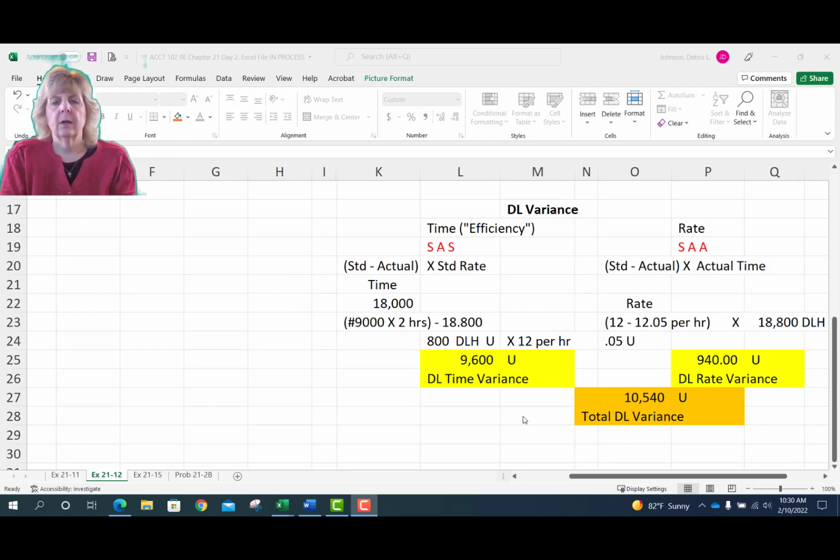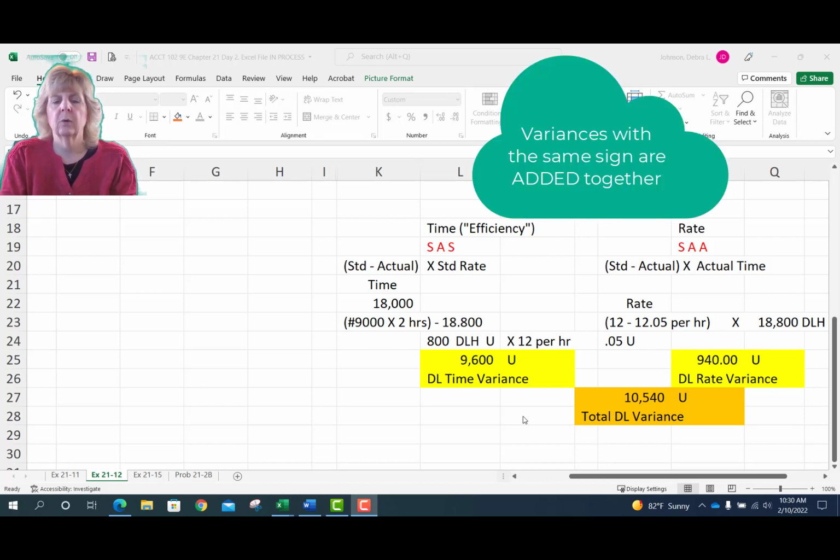On the rate variance, we found out that we spent 5 more cents, or a nickel more, than we were allowed to spend. And when you multiply that out, that came up with a $940 unfavorable variance. Because the two variances share the same sign, meaning they were both unfavorable, we would simply add them together and, of course, carry over the U for unfavorable.